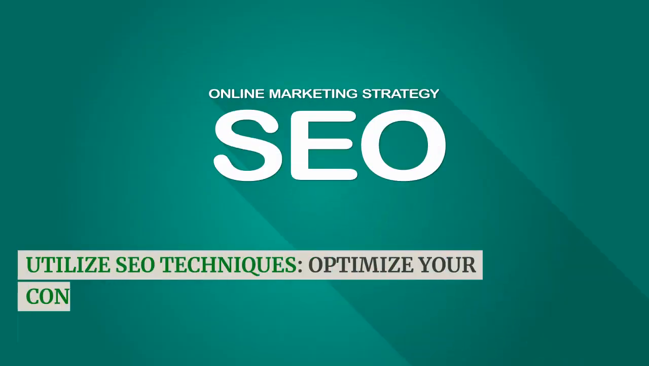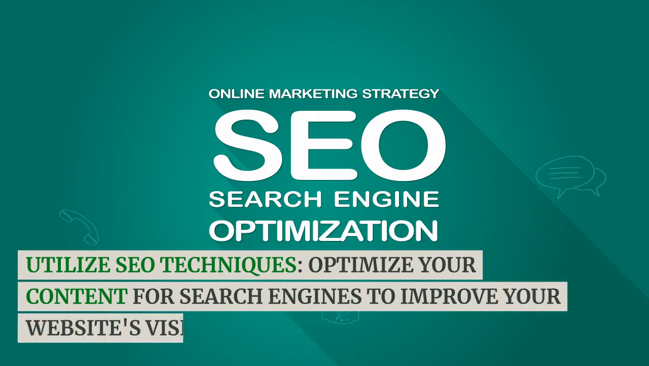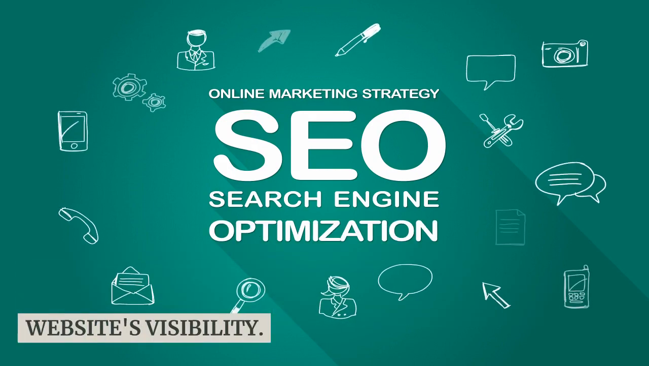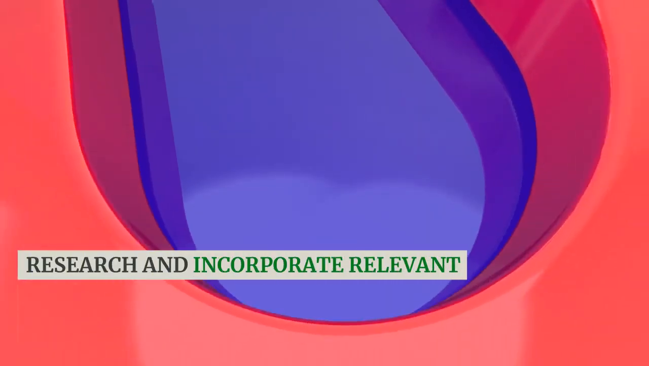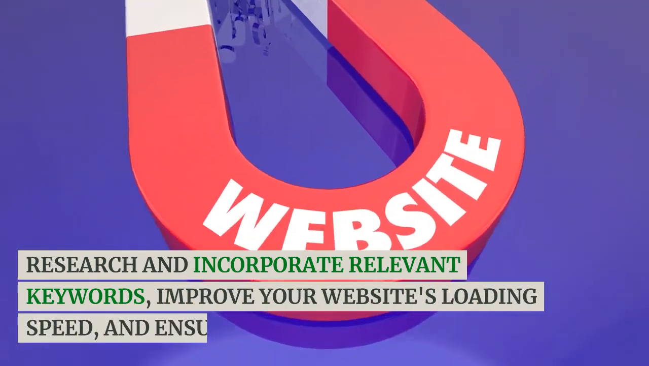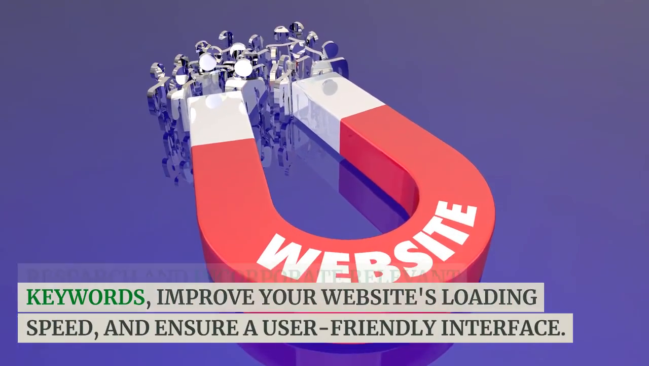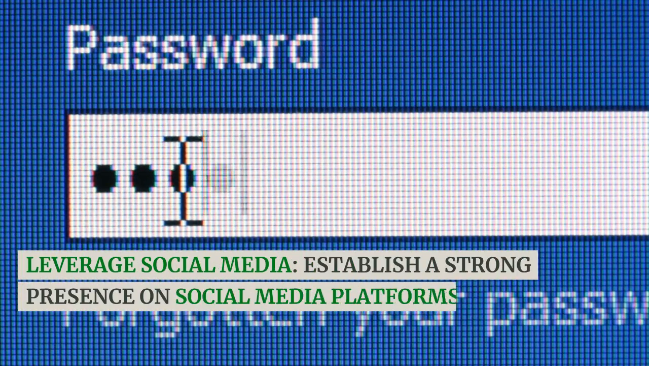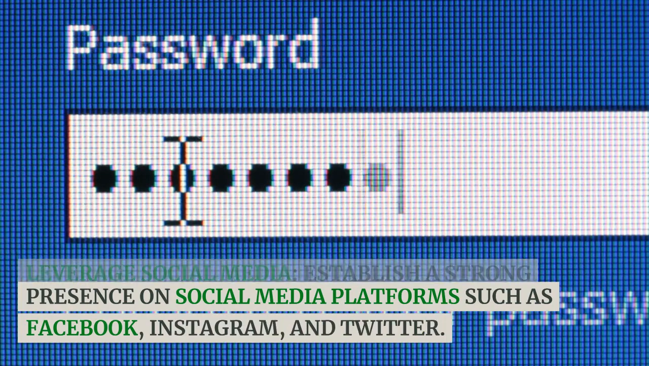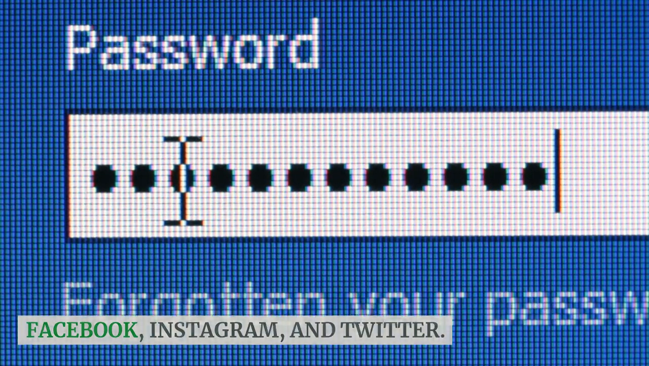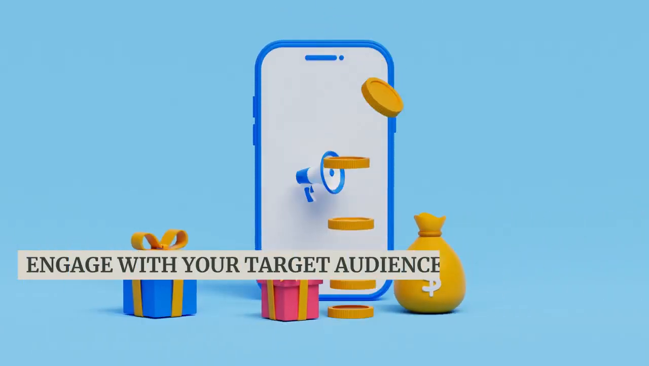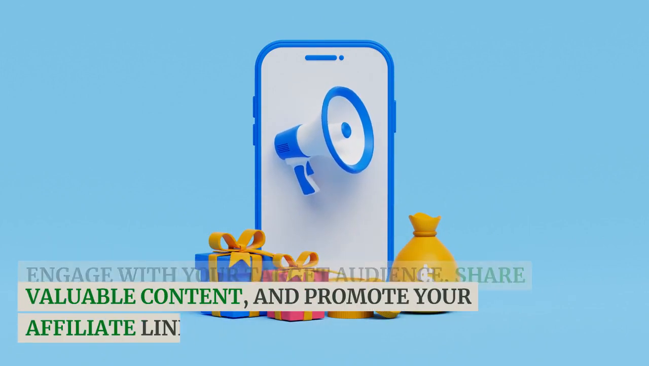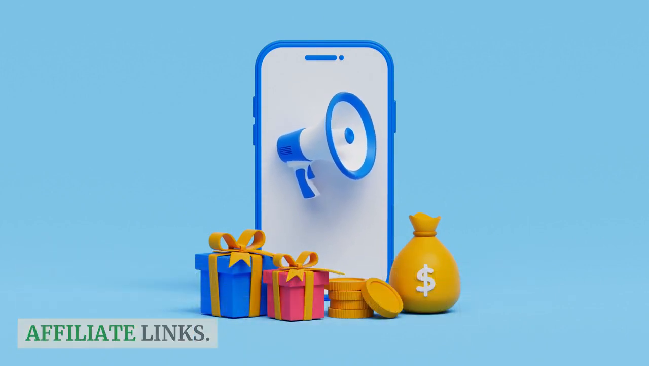3. Utilize SEO techniques. Optimize your content for search engines to improve your website's visibility. Research and incorporate relevant keywords, improve your website's loading speed, and ensure a user-friendly interface. 4. Leverage social media. Establish a strong presence on social media platforms such as Facebook, Instagram, and Twitter. Engage with your target audience, share valuable content, and promote your affiliate links.